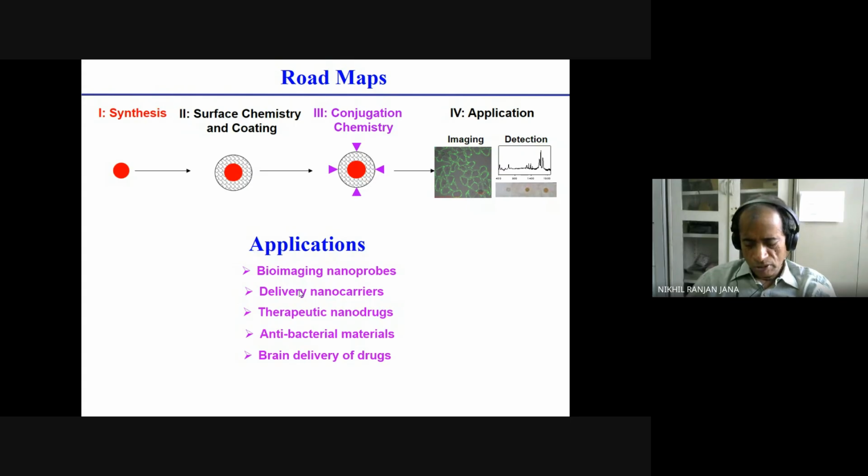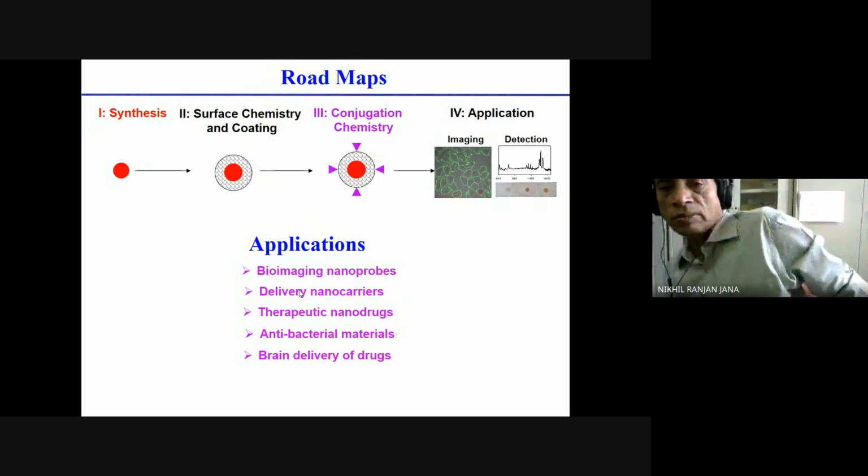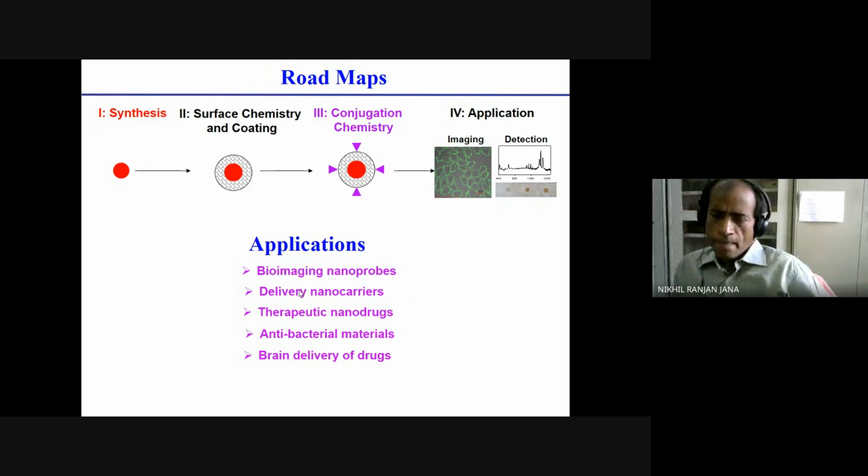For example, just by colors, you can do naked eye detection of different DNA, RNA, proteins, and also you can use surface enhanced Raman spectroscopy based detection of molecular fingerprints using gold and silver. Quantum dots have fluorescence, that's how you can use them for bioimaging, fluorescence imaging based applications. Magnetic nanoparticles you can again use for MRI or magnetic separation.